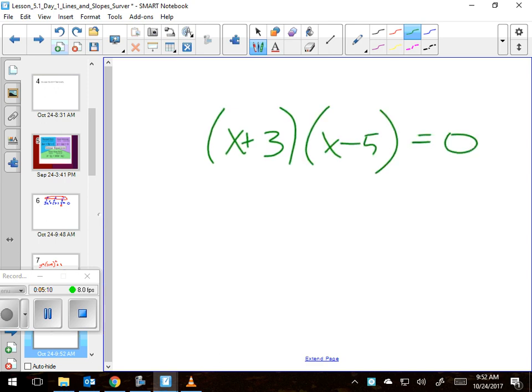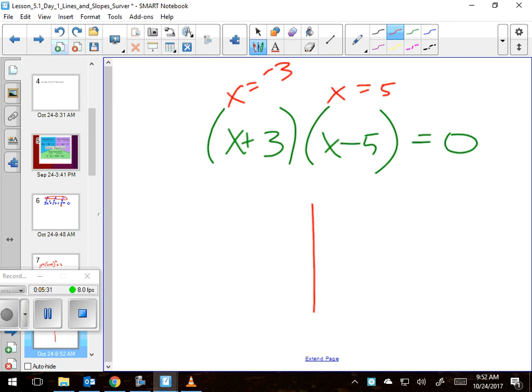Is it still an equation? Sure. It's even factored. It's in factored form. What's good about it? It tells me the zeros, also known as the x-intercepts, also known as the solutions, also known as the roots. One that we don't use very often, but it's true. And the answers are x equals -3 and x equals 5.